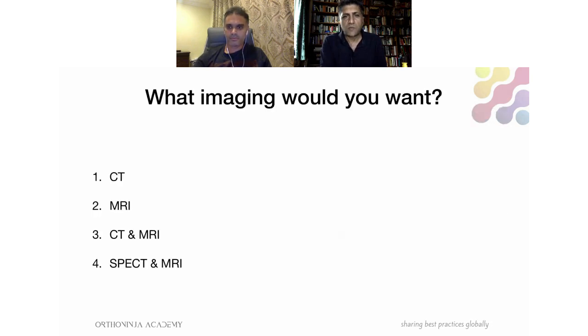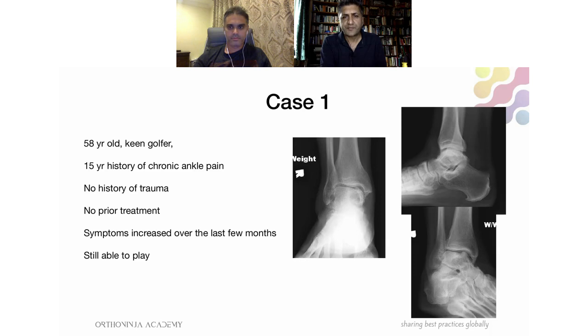You've seen the x-rays. Having seen those x-rays, we're going to ask you, what imaging would you want next? What imaging is going to be important for the management of this patient? We'll let you make your decisions, and then I'm going to ask Raheel to go through the different options, first of all by looking at the plain x-rays, and then deciding what investigations might be helpful for the further management of this patient.